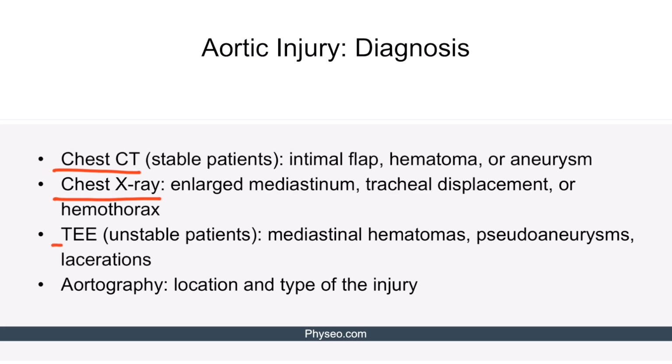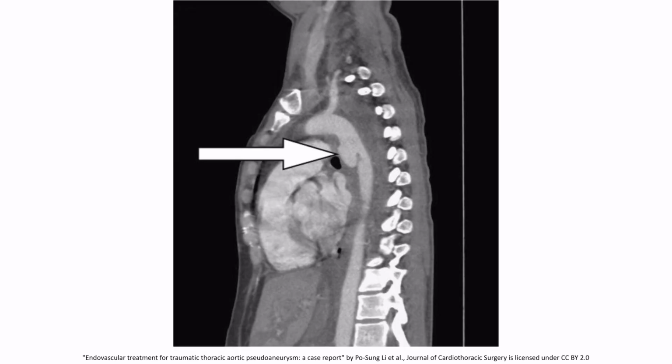TEE, transesophageal echocardiogram, is another choice of diagnostic test, which is most commonly used in unstable patients and depicts mediastinal hematomas, pseudoaneurysms, and lacerations. Finally, the gold standard imaging for aortic injury is aortography, during which a catheter with injected contrast is inserted in the aorta, showing the location and type of the injury. This image depicts a saccular aneurysm, arising just distal to the left subclavian artery.